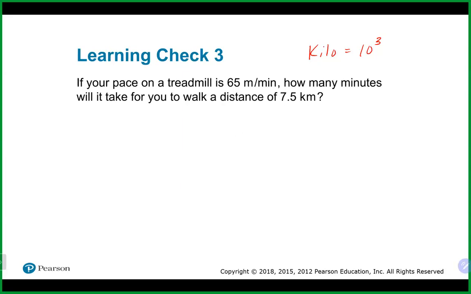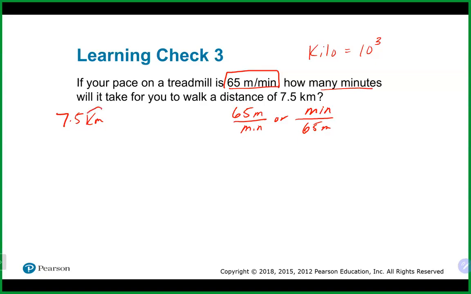Okay, let's take a look. So here we want to know how much time it's going to take us. This is really a rate and a sort of built-in conversion factor that we could use. We're basically moving 65 meters per minute, or we could use it in the opposite way. In a minute, we will go 65 meters in that case. We are walking a distance of 7.5 kilometers. And really, this rate is what's going to turn us from sort of distance into time.